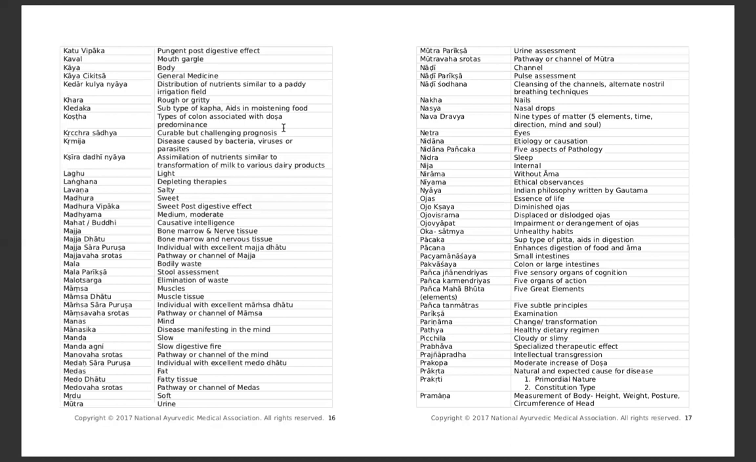I wish I had my video camera on. You could see my face making that word. Maunsa, muscle. Maunsa dhatu, muscle tissue. Maunsa sara purusha, an individual with excellent muscle tissue. Maunsa vaha srotas, pathway or channel of maunsa.